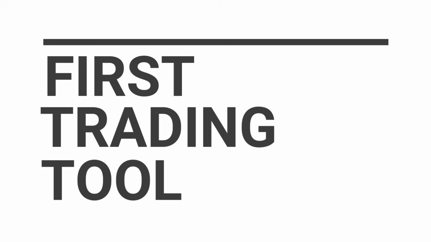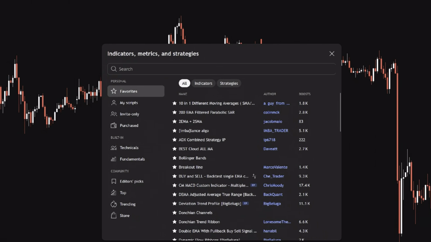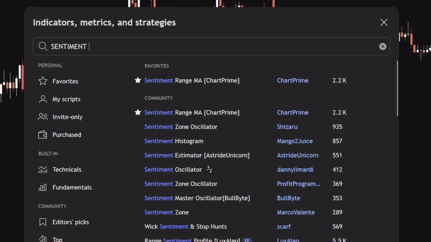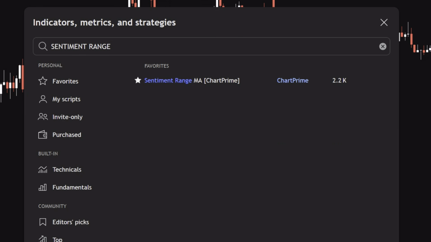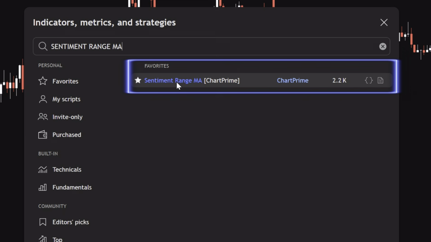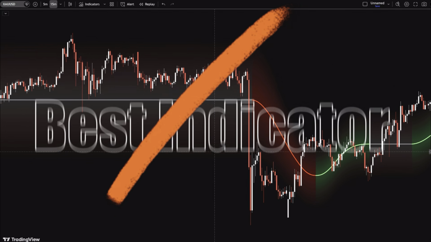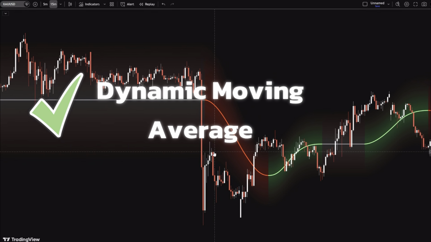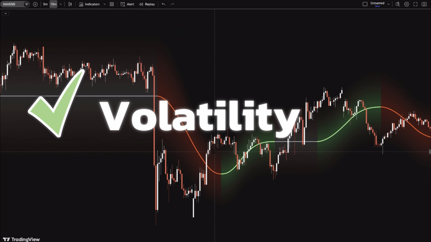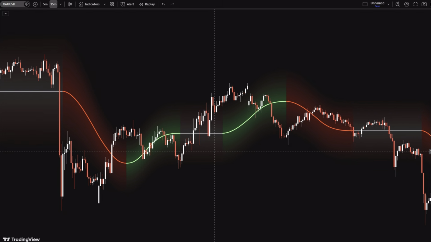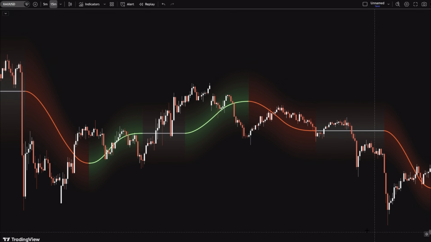Let's start with the first one, the Sentiment Range MA. It's not some magic formula. It's not the best indicator on TradingView. It's a dynamic moving average that adapts to volatility. The line you see across your chart transitions between green and red. Green means bullish momentum, red means bearish sentiment is taking over.